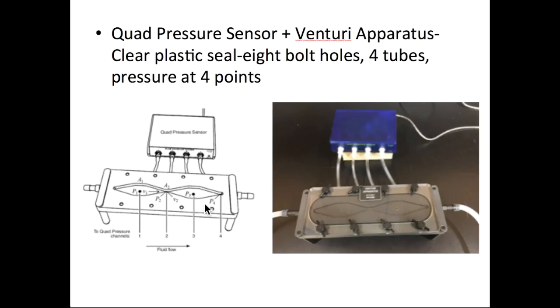We know that gravity feeds the water through the apparatus at an approximately constant volume flow rate, and the quad pressure sensor measures the absolute pressure at various points within the Venturi apparatus, which are these 4 points right here. So the Venturi apparatus and the quad pressure sensor are vital to this experiment as we get a very detailed look at the pressure at each of these 4 points.